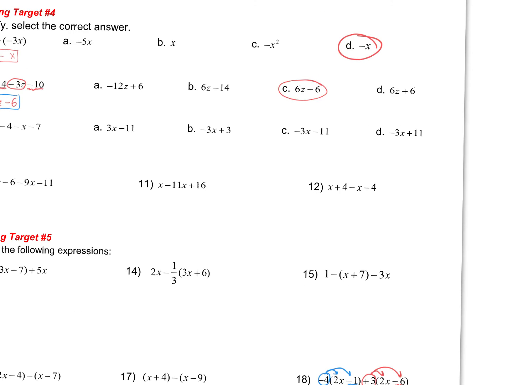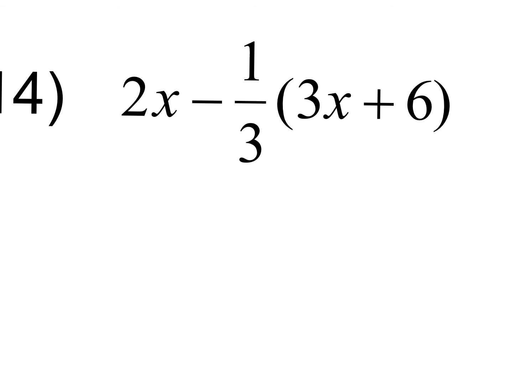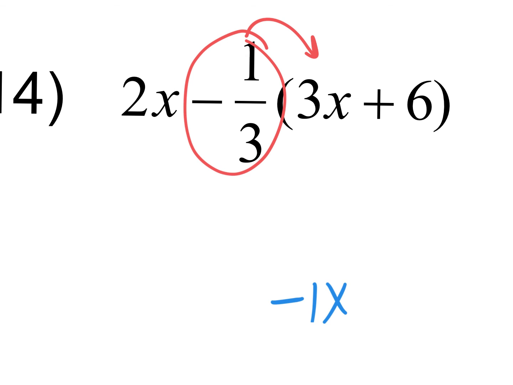Let's jump to this one over here. I saw a 1/3 down here. That's the equivalent of dividing by 3. When you distribute, it's the equivalent of dividing by 3. So what would our answer be? Negative 1/3 times positive 3x. What would the answer be if I'm really dividing by 3? That'd be a negative 1 with an x, right? How about negative 1/3 times a positive 6, which is kind of like dividing by 3. What's my answer going to be? A negative 2.